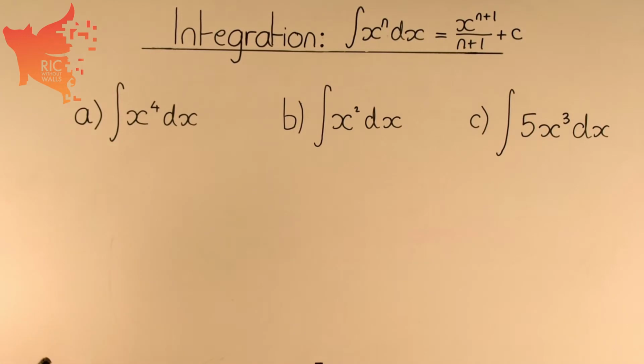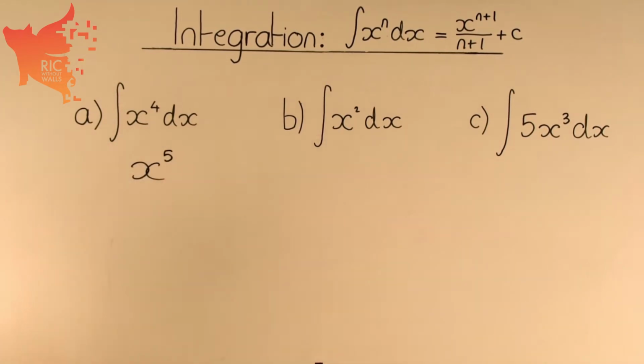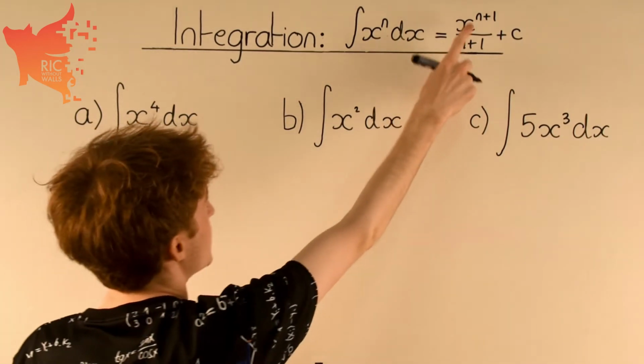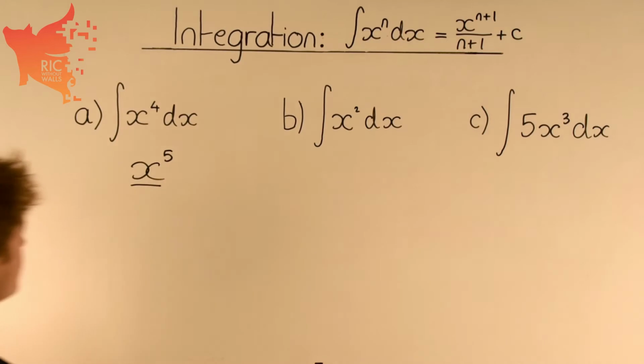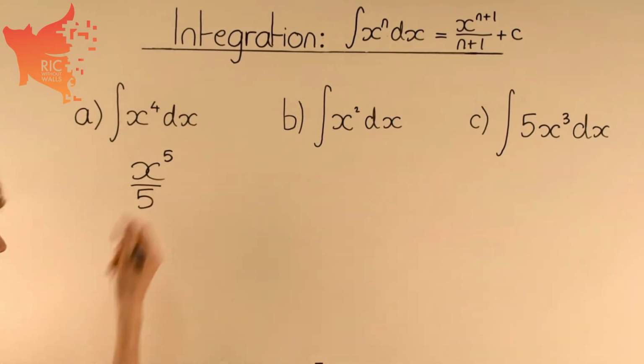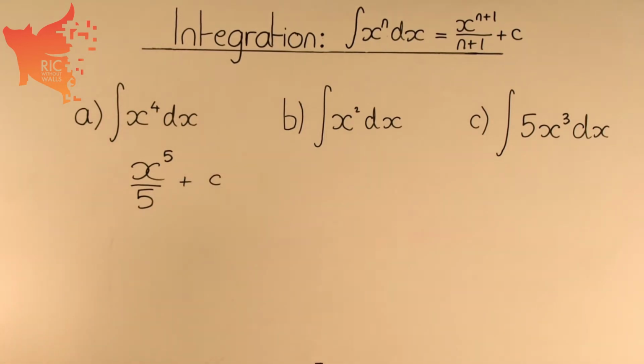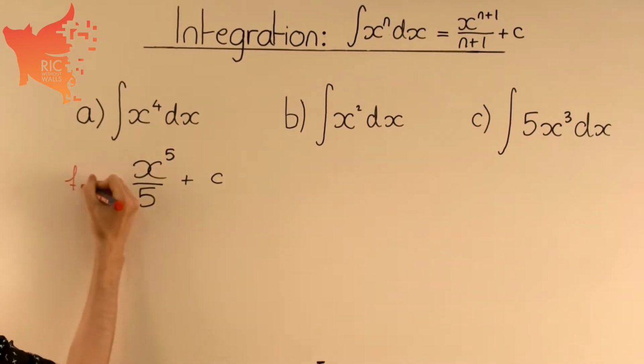So to integrate this, we're going to add 1 to that power to get x to the power of 5. And then we need to divide by the new power, just like we did up here. We divided by the new power of n plus 1. So we get x to the power of 5 divided by 5, and then we just need to put the plus c. Now just really quickly, I'm going to show you that if we differentiate that, we get back to x to the power of 4.